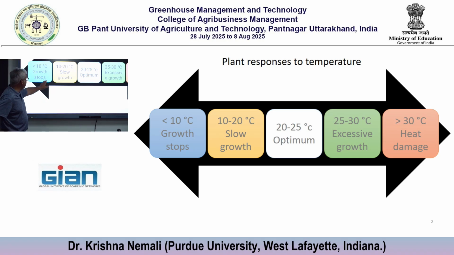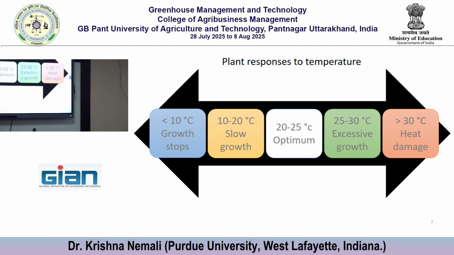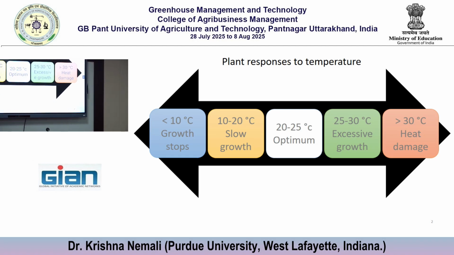If it goes below that, close to freezing, like 5 degrees, 4 degrees Celsius, that's where cold damage may occur. That may result in death of the plants too. Okay? You see the model now? This is a generalized thing I want you to remember, just as a general rule of thumb. You want 20 to 25 degrees Celsius.